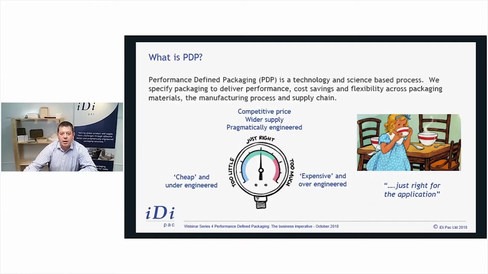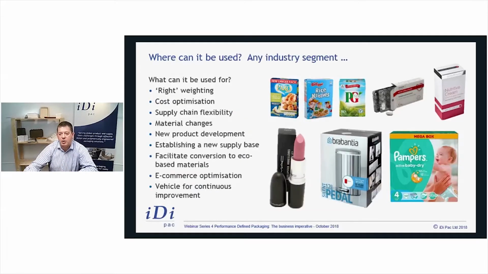Okay, so where can it be used? There'll be those that are thinking, well, you can't use it in this industry, that industry. What we're using it for is right weighting across multiple industries: tea and drinks, beverages, cereals, pharmaceuticals, white goods, homeware, and also into the cosmetics industry. So we're looking at cost optimization. We're looking to create supply chain flexibility. We have the opportunity to widen the vendor choices through material change, through understanding the materials and the performance better. And a really important area is that we're able to look at alternative materials.